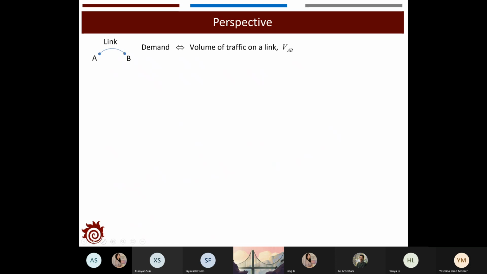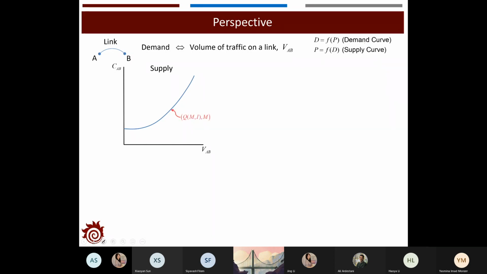And now, if you have identified the cost from A to B, and if we have already defined the demand, which will be the volumes traveling on the link, and you specify the demand curve, you specify the supply curve, you can then identify what the actual flow traveling on that link is.